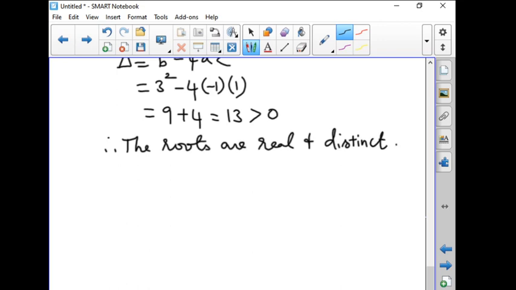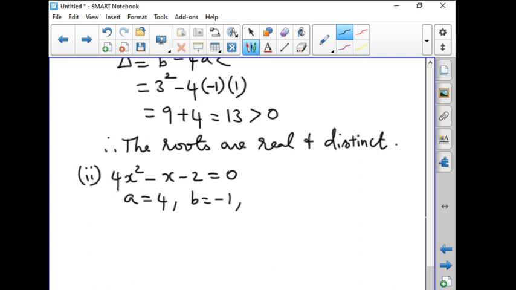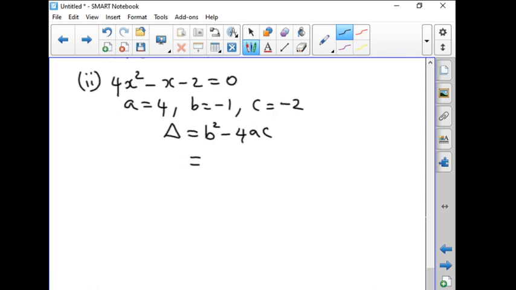Let us go to the second subdivision. It is given as 4x square minus x minus 2 equal to 0. Here a is equal to 4, b is equal to minus 1, c is equal to minus 2. இப்போ delta என்ன formula? b square minus 4ac. So how can you substitute this? Minus 1 the whole square minus 4 into minus 2.